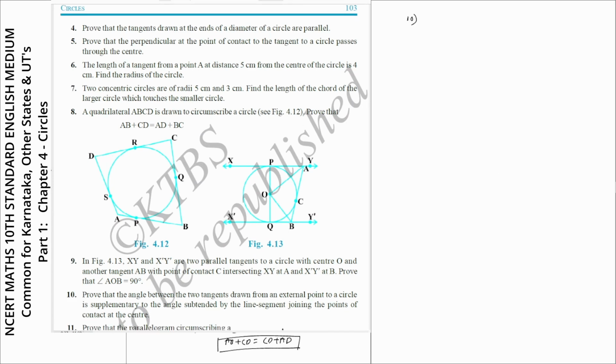Question number 10. Prove that the angle between two tangents drawn from an external point to a circle is supplementary to the angle subtended by the line segments joining the point of contact at the center.